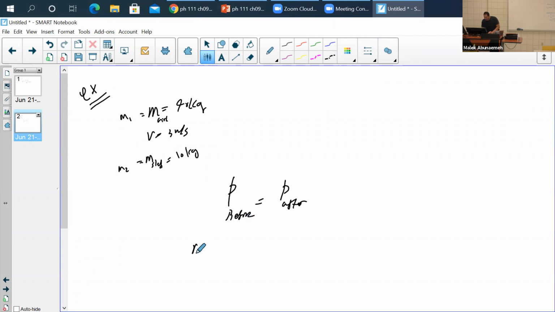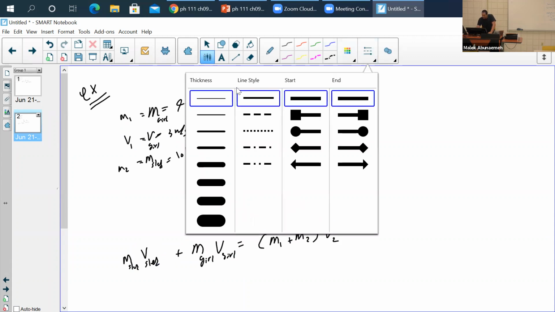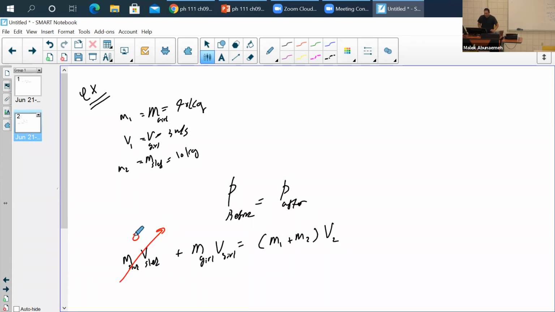So your momentum before is the mass of the girl multiplied by the velocity of the girl. That's going to equal both masses, M1 and M2, multiplied by the velocity between them. We're just going to call it V2. Now you can add your mass of the sled multiplied by the velocity of the sled, but this is going to equal 0 because the sled is in the rest position.